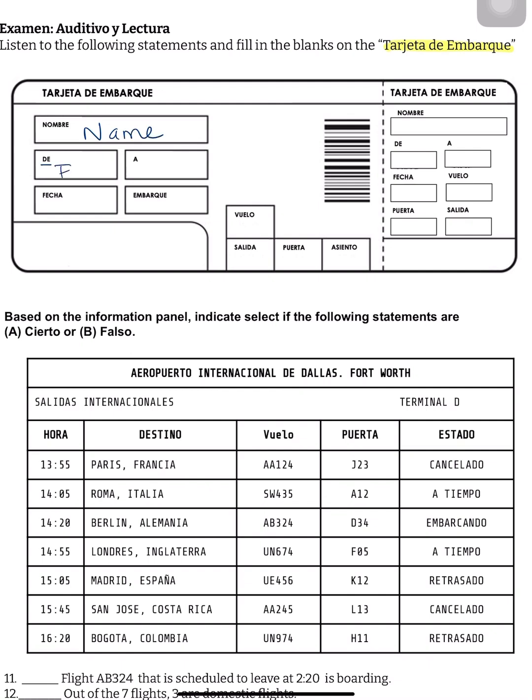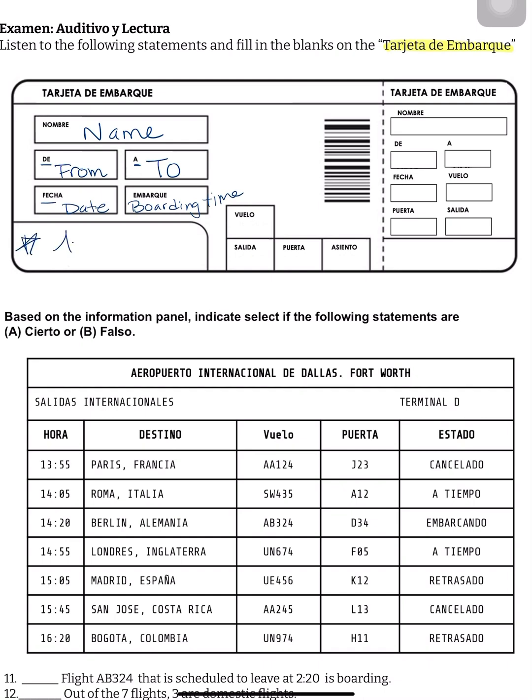De is going to be from. Where is your origin? Now, a is going to be to, so where is your destination? Now, the fecha is going to be date. The embarque is going to be your boarding time, which always comes before the hora de salida.